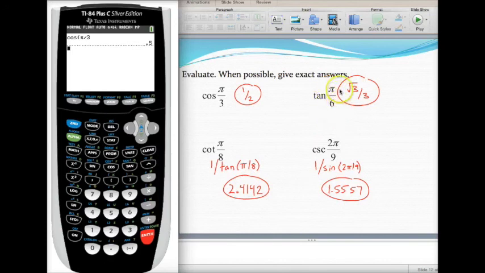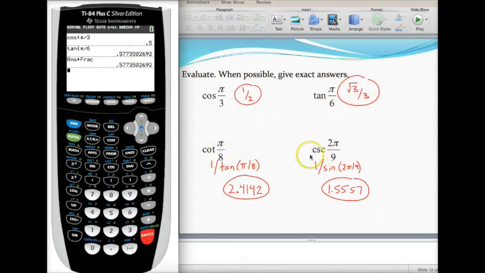Pi over 6, again, is a special angle. Pi over 6 is 30 degrees. So I will not use a calculator. I'll look that up in my chart and find my exact value to be the square root of 3 over 3. If I try to do that on a calculator, you'll see that I will get an irrational decimal. It's equivalent to square root of 3 over 3, but even if I try to change that into a fraction, since it's irrational, it's impossible to write it as a fraction. It won't do it for you. So I don't want that decimal, I don't want 0.577. I want the square root of 3 over 3.